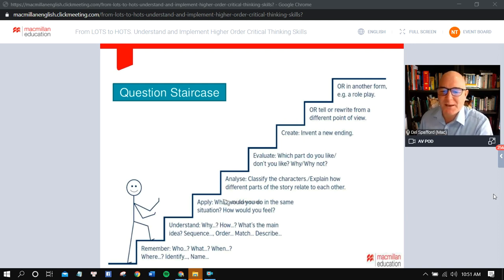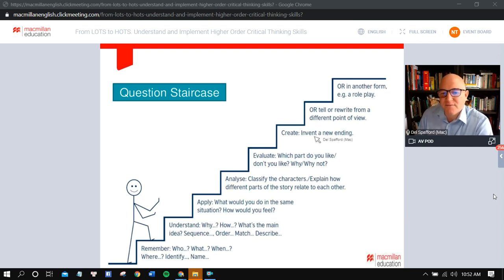Then we have the apply section. What would you do in the same situation? How would you feel? So we're asking students to reflect on themselves and try to understand the story even deeper. Analyzing, so we're classifying characters, showing them how they're related to each other. So, as I mentioned earlier, with Little Red Riding Hood, how is the granny the same as the wolf? And how are they different? How might Little Red Riding Hood be able to find out that they were different by just examining both of them? Which part do you like or which don't you like? Why or why not? So evaluating the story from their point of view.